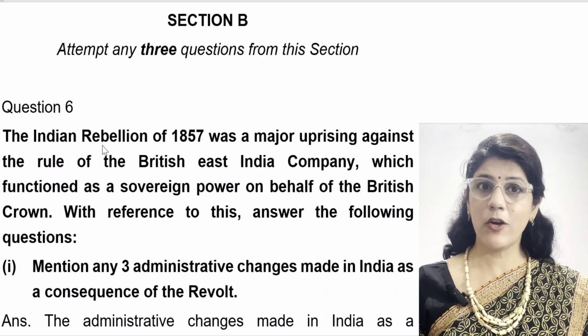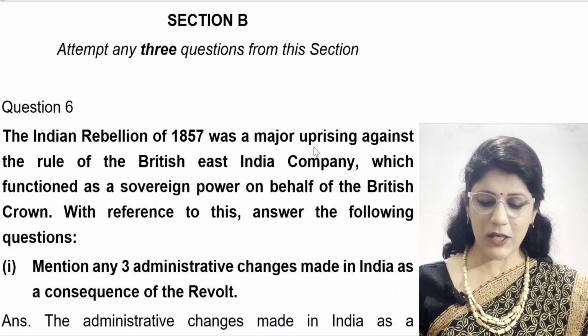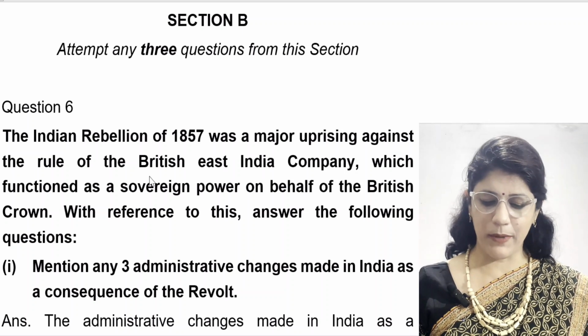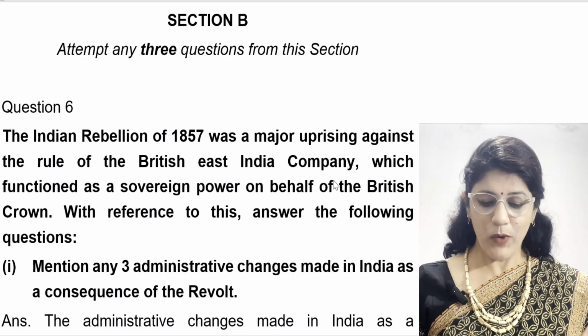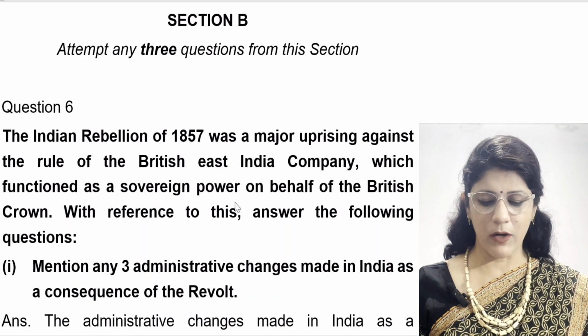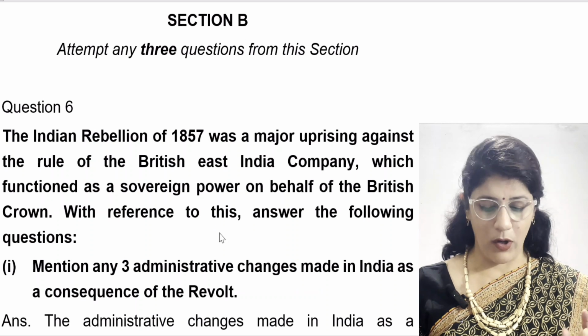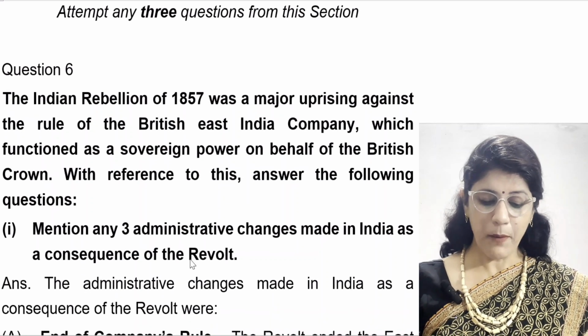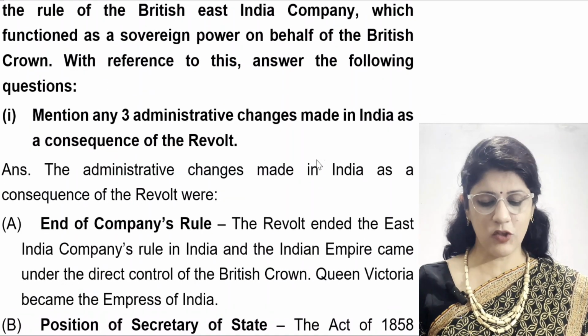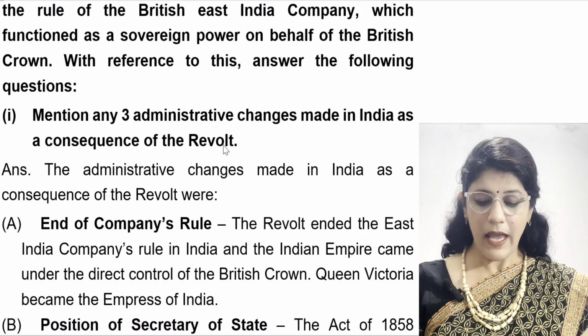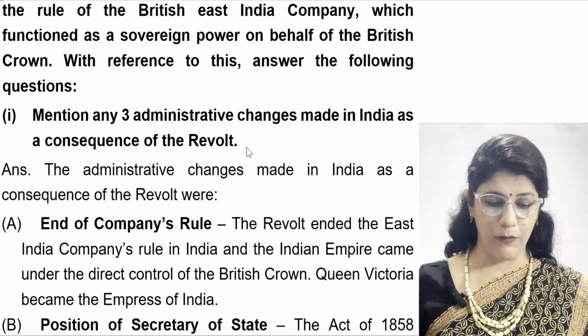The Indian Rebellion of 1857 was a major uprising against the rule of the British East India Company, which functioned as a sovereign power on behalf of the British Crown. With reference to this, answer the following questions. Part 1. Mention any 3 administrative changes made in India as a consequence of the revolt.